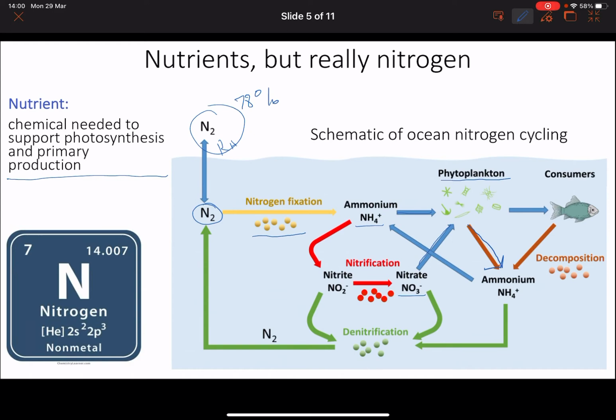Okay, and then the ammonium can be nitrified. So I don't know why they've moved this. This is the same ammonium as this.